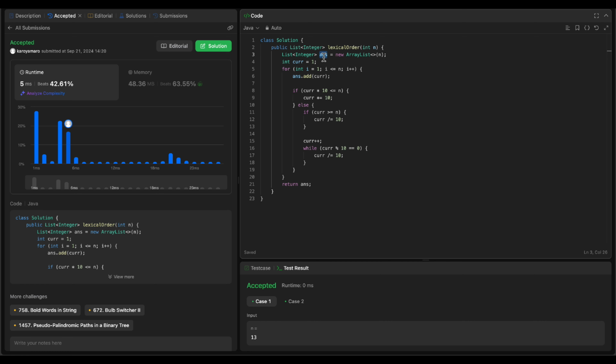But now our auxiliary space complexity is O of 1 because we are not using any extra space or data structures, but some variables here and there. But that just takes constant space.